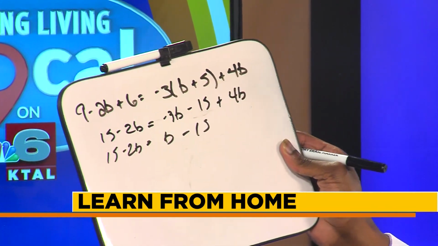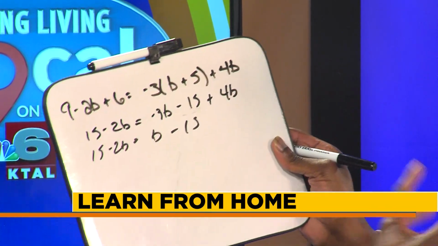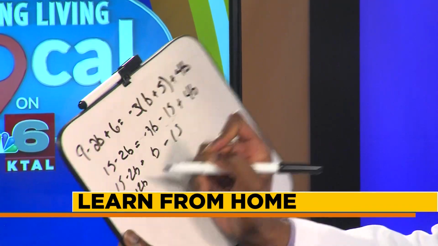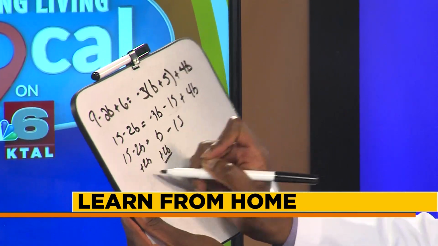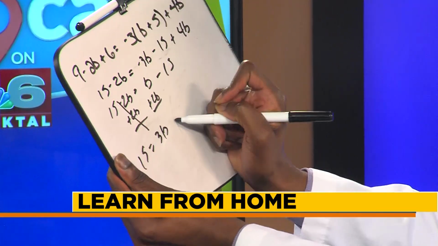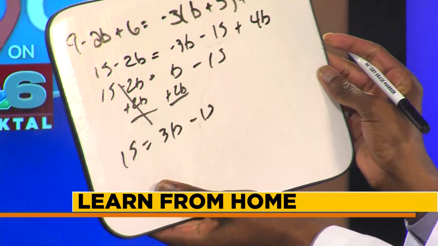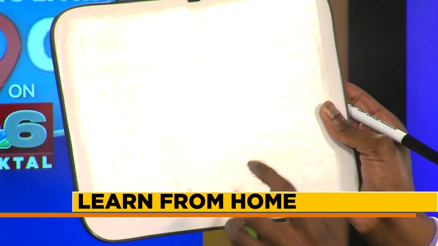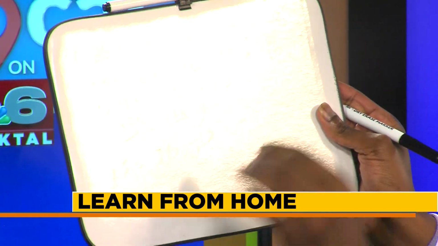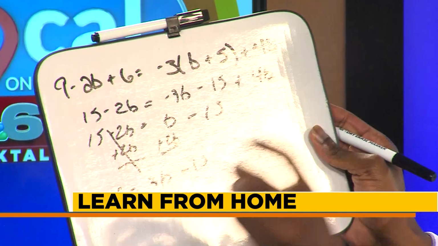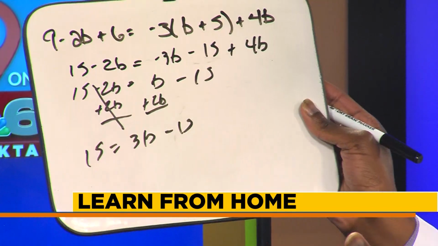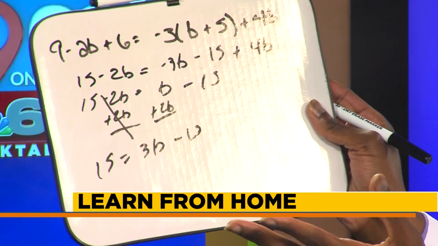Now, if we notice something here, I have two variables. They both have to get away somehow. So I'm going to add 2b to both sides. 15 equals 3b minus 15, okay? Now what I need to do is get this b by itself. In order to isolate the variable, I have to get rid of this some sort of way. What do you guys think I need to do? 1 second, 2 seconds, 3 seconds?